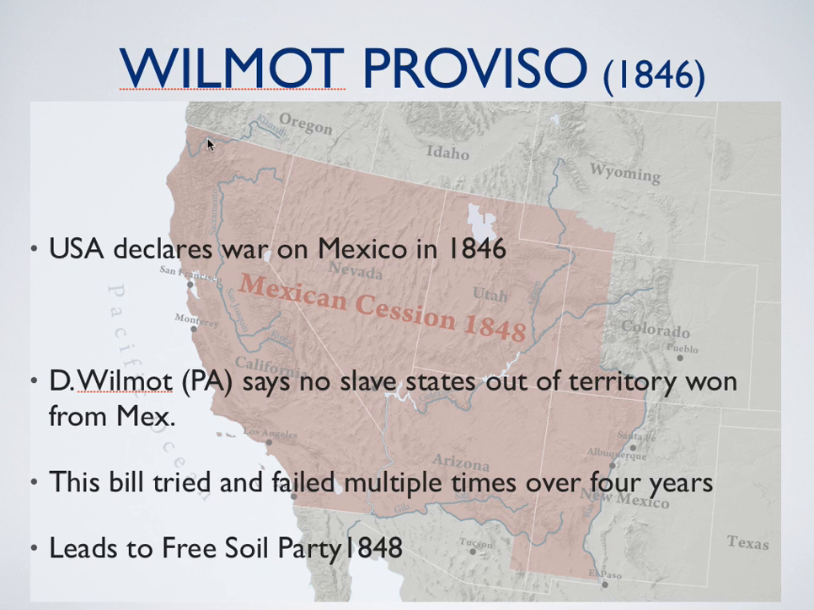But obviously, in this balance that we have, maybe the northern senators and congressmen can get behind this, but the southern senators can't. And so it does pass the House a few times, but ultimately fails over the 4 years from 1846 to 1850 when we finally get California as a state, which we'll get to later.